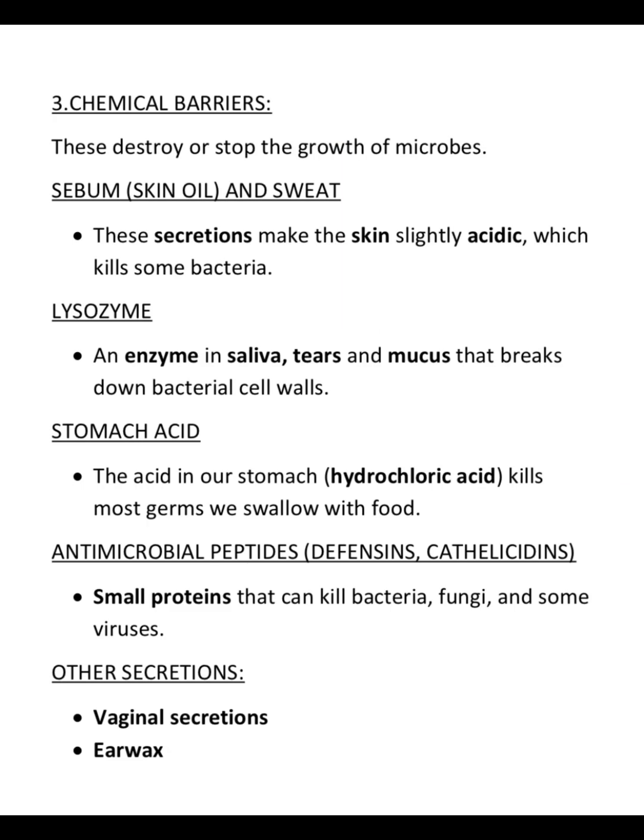Chemical barriers. Chemical barriers are substances produced by the body that destroy or inhibit the growth of pathogens. These chemical barriers work together with physical barriers to stop microbes from entering and multiplying. As we all know, sebum, the skin oil, is produced by the sebaceous glands and sweat is produced by the sweat glands. These secretions contain fatty acid and lactic acid that make the skin slightly acidic. This acidic environment prevents the growth of many bacteria and fungi.